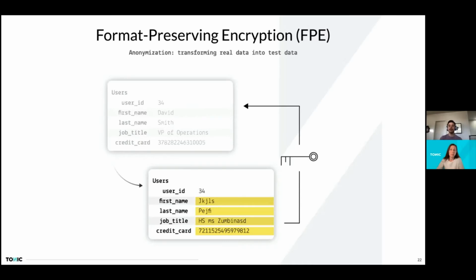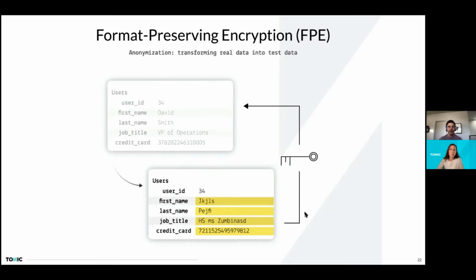If you just used regular encryption, if you just applied AES encryption to this, first name would look nothing like a first name in the output. It would be completely blown away with binary output. But the format preserving part enables you to fit the data into the fields as they originally were.